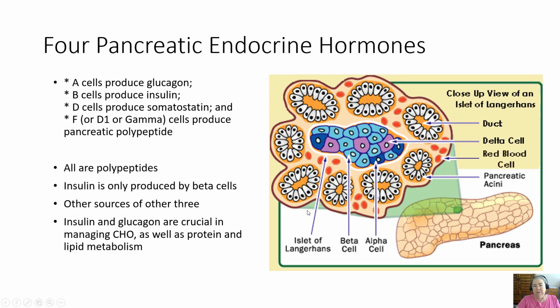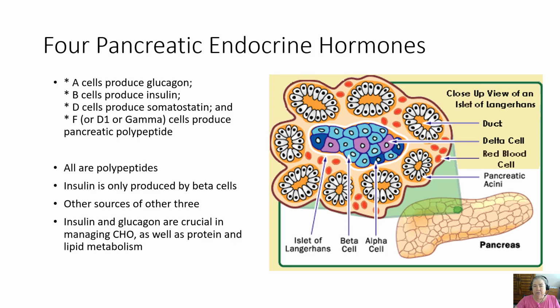Here we have a larger view of an islet of Langerhans within the pancreatic tissue. So it's surrounded by cells that are making enzymes and that are discharging those enzymes into ducts. But the islet itself is surrounded by capillaries. There are 4 kinds of cells in an islet of Langerhans: alpha, beta, delta, or D, and F, which is also called D1 or gamma. And each of them produces a different pancreatic hormone, all of these hormones being polypeptides.